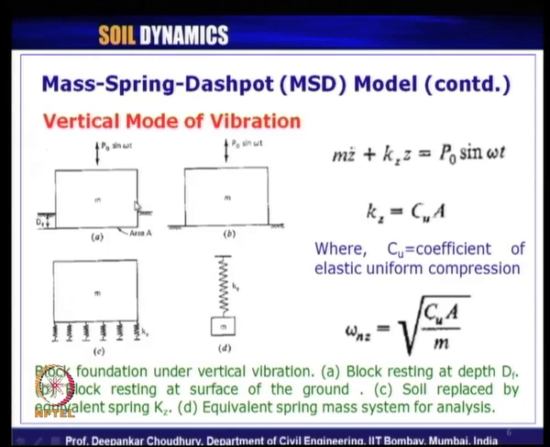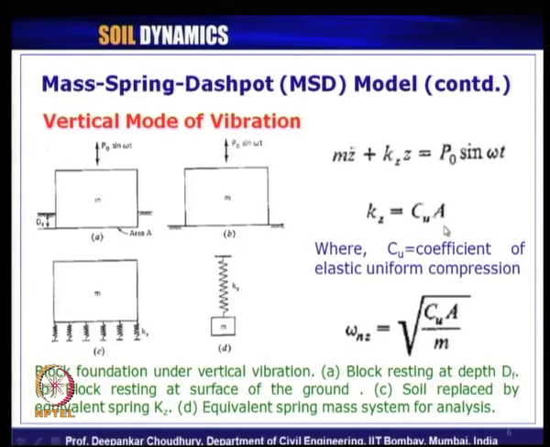Then we had discussed the simple equation of motion considering a single degree of freedom model for the mass spring dashpot model. For vertical mode of vibration, when the externally applied dynamic load is a harmonic load like P naught sin omega t, our governing equation of motion is m z double dot plus k z z equals P naught sin omega t, ignoring the damper, and k z is computed using the expression C u times A.